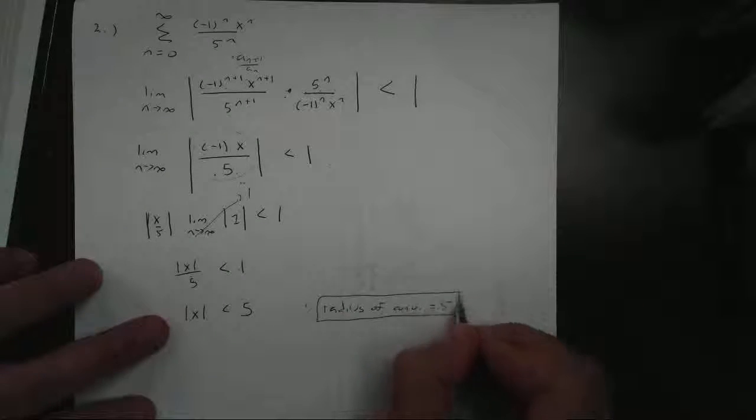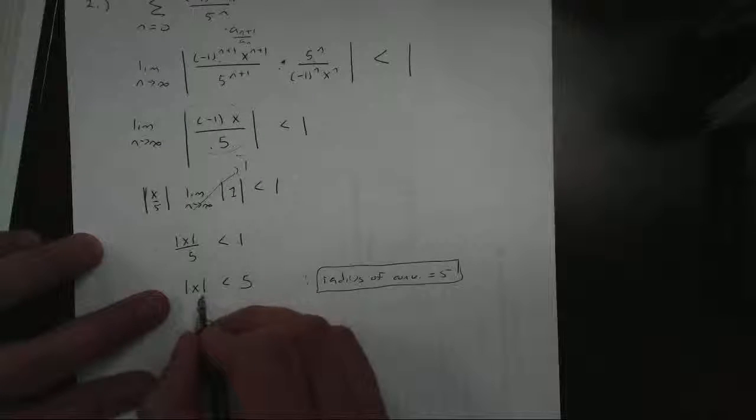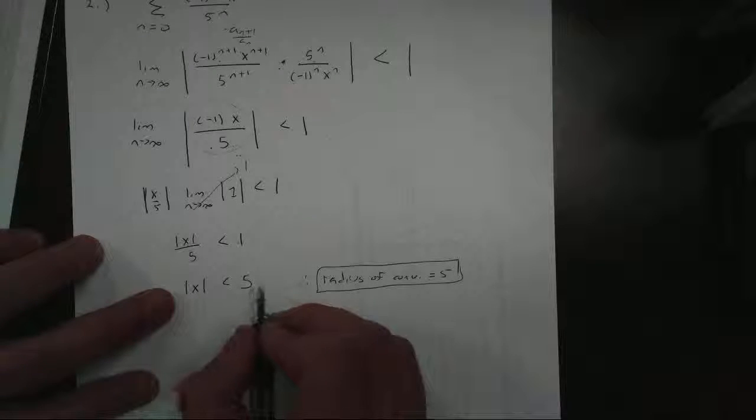And it's easy to tell why we call it a radius, because in Algebra 2, we said that absolute value is a distance. The distance from some number is less than 5. And anything in that distance less than 5, it will converge.